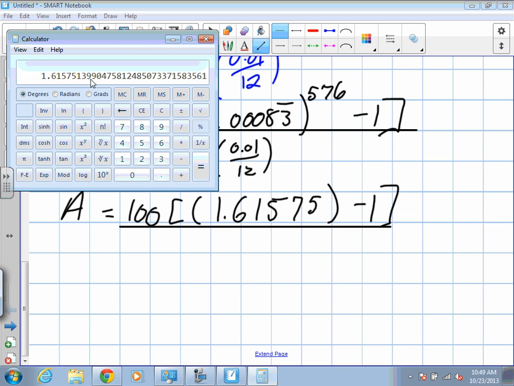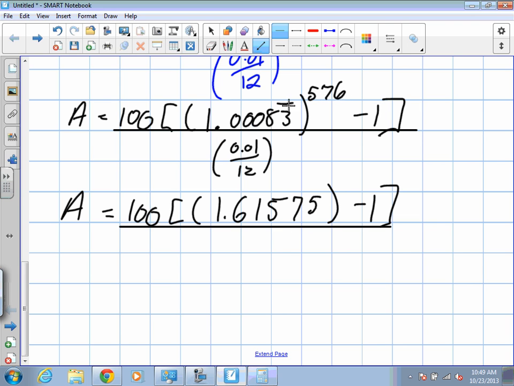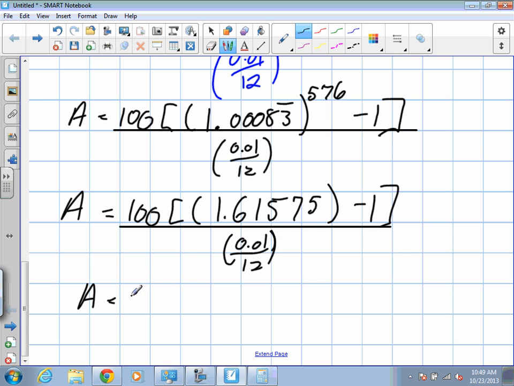When I subtract that, are any of the numbers after the decimal going to change when I subtract 1 from this? No, just the 1 is going to disappear. So I don't even really need to type that into a calculator. I can do that on my own here. So I'm going to simplify this bracket. A is equal to 100 times this bracket, because this is 1 subtract that number, becomes 0.61575. And all of this is still divided by that fraction. That fraction is the last thing we're going to do on the bottom.